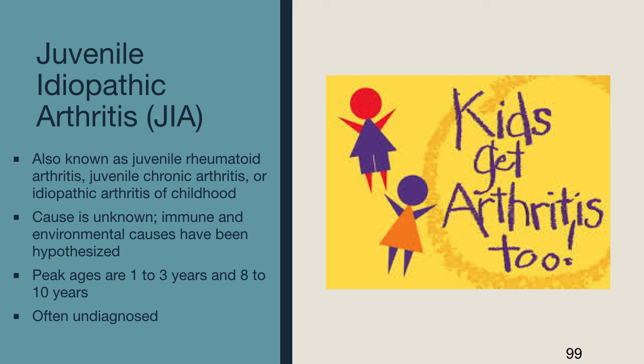Juvenile idiopathic arthritis, or JIA, is also known as juvenile rheumatoid arthritis, juvenile chronic arthritis, or idiopathic arthritis of childhood. The cause is unknown, although they believe that there are immune and environmental causes. The peak ages for developing it are between 1 and 3 years old, and then it skips a few years, and 8 and 10 year old children start developing it. Often it's undiagnosed. They just know that these kids have growing pains. And so, yes, kids do get arthritis too.